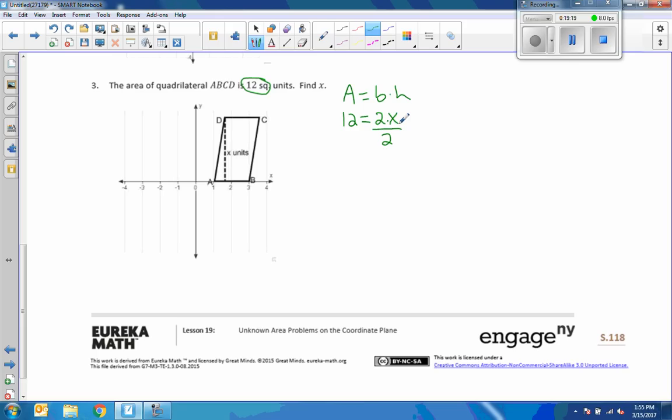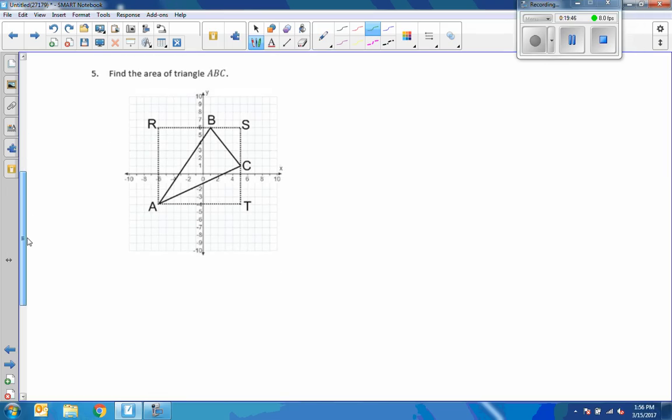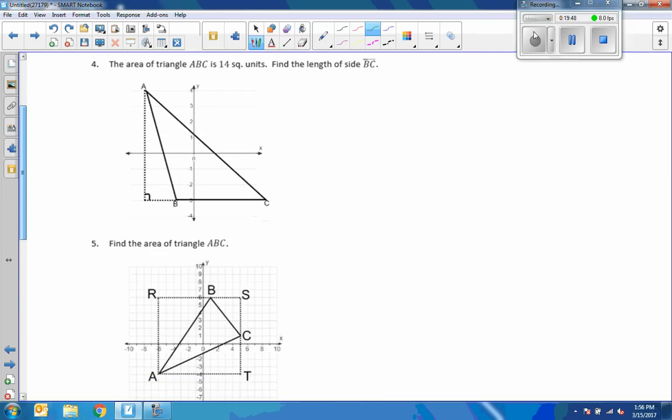This is multiplication. We do SAD math. In other words, we do the inverse operation to cross the equal sign. Inverse of multiplication is division. 2 divided by 2 is 1x. 12 divided by 2 is 6. So the height is 6. For 4, the area of this triangle, find the side length, and then find the area. So you have 2 more problems to do. Pause the video, see if you can do these, and come back and check your solution.